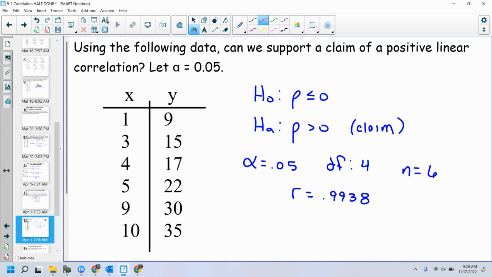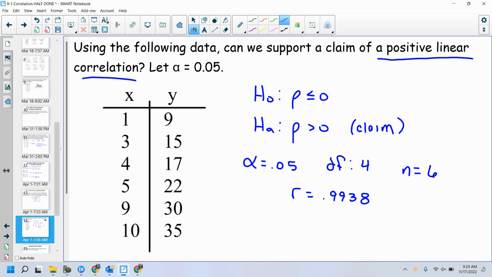So here we are. Using the following data, can we support a claim of a positive linear correlation? What we have here is our null hypothesis is that rho is less than or equal to 0. Our alternative hypothesis, therefore, is rho is greater than 0. And that's our claim, right? Our claim is that there is a positive linear correlation, and if there is, then our alternative hypothesis has to be rho greater than 0. That means our null hypothesis is less than or equal to 0. So if I can reject the null hypothesis, I can therefore state that we can support the claim.